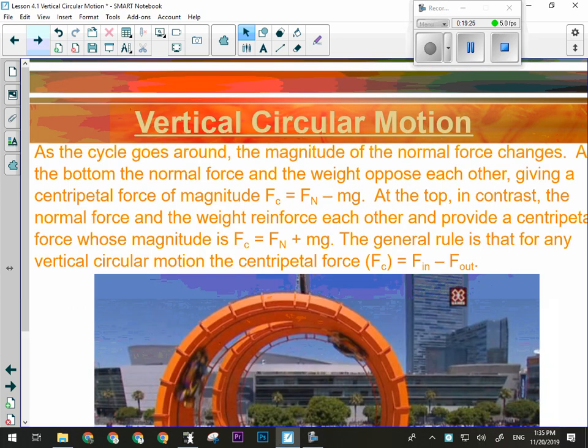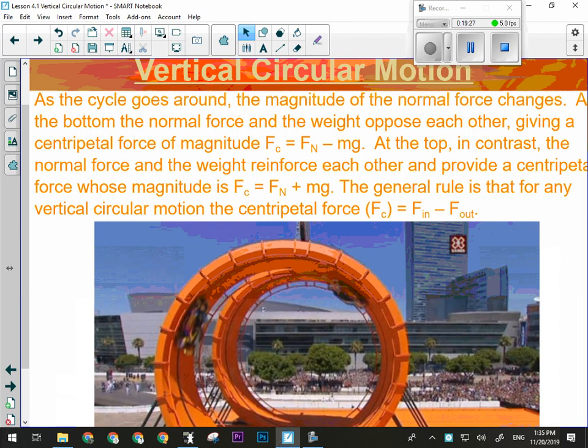So here's what we want to look at now. As you go around anywhere in the circle, obviously the formula for FC changes because the forces acting are changing. At some points in the circle, it's going to be normal force minus gravity. Other points, it's going to be gravity minus normal force. Some points are going to be added together.